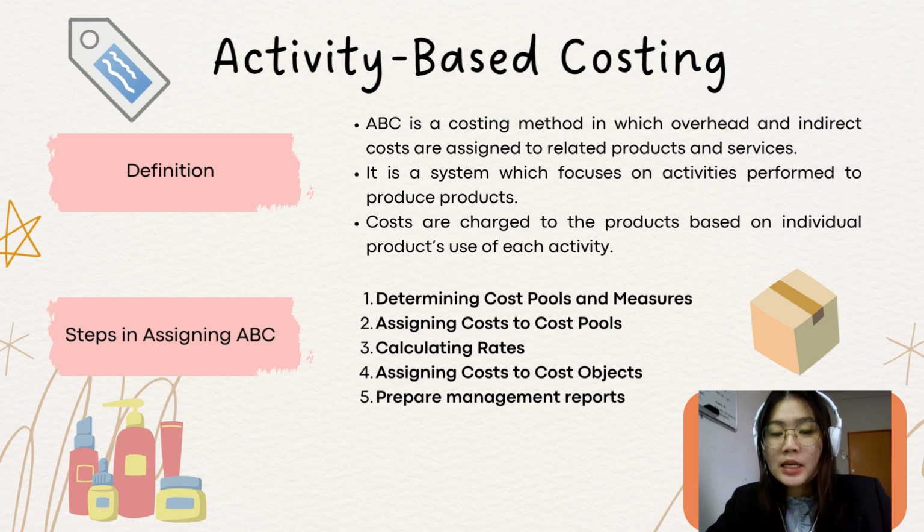There are a few steps in assigning ABC. First, determining cost pools and measures. Second, assigning cost to cost pools. Third, calculating rates. Fourth, assigning cost to cost objects. And the last one is preparing management reports.